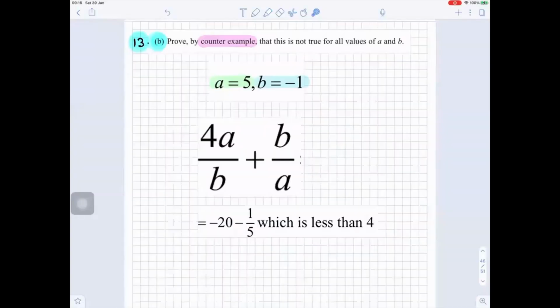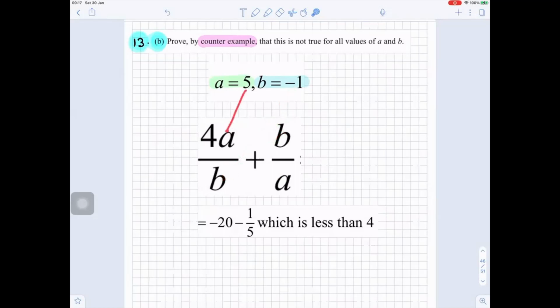Question 13b, prove by counterexample that this is not true for all values of a and b. So we can pick two numbers, a is 5 and b is minus 1. So we substitute that into 4a over b plus b over a. So a is 5, we substitute 5 there and 5 there. And b is minus 1, it goes there and it goes there.